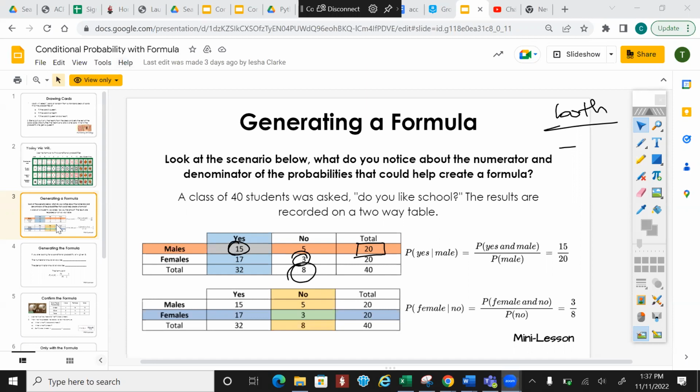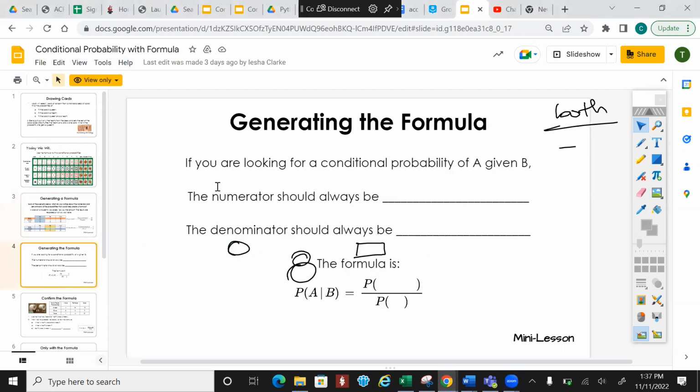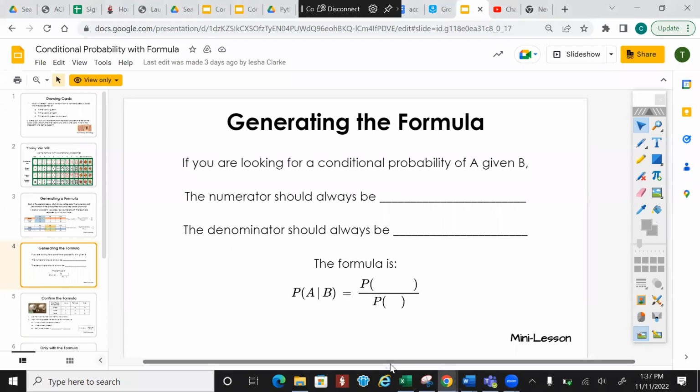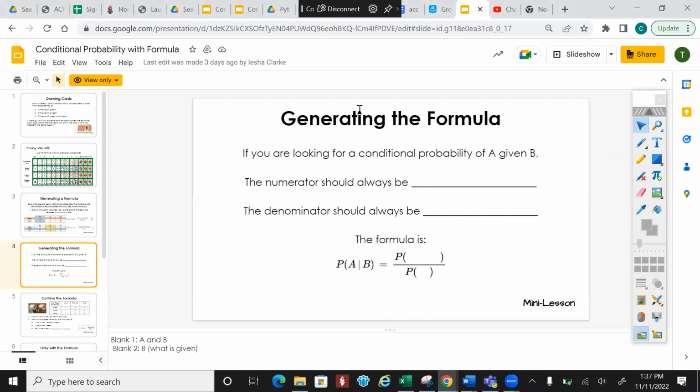Okay. So conditional probability means that if you are looking for a conditional probability of A given B, the numerator should always be A and B. And then the denominator should be B or what is given. Okay, so the formula for this is probability of A intersection of B over the probability of B.